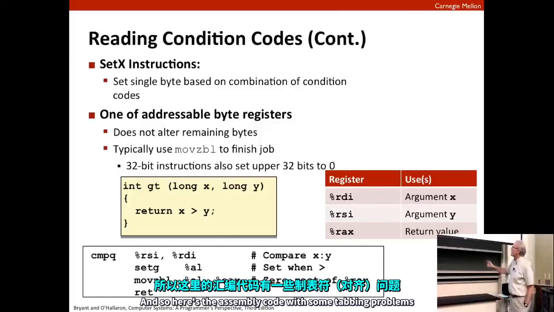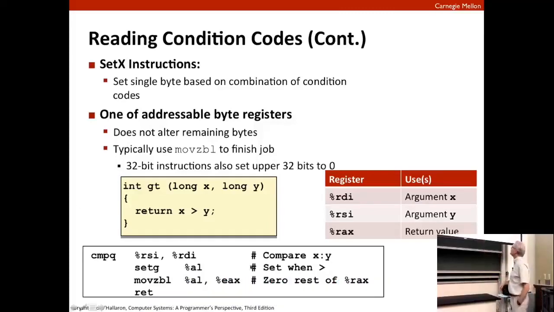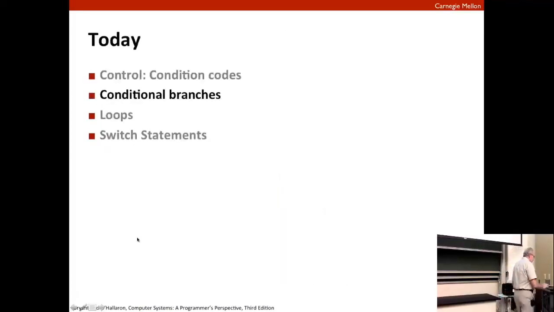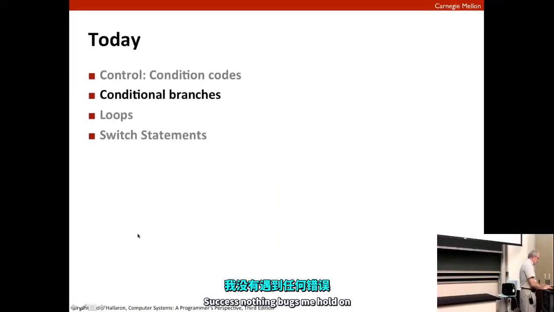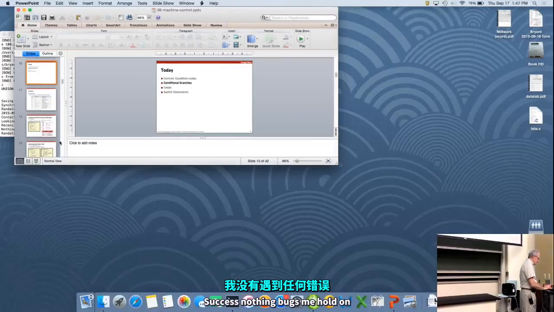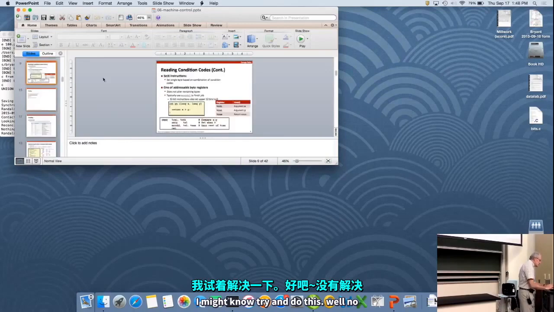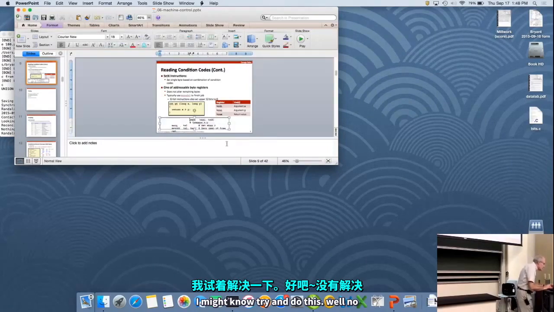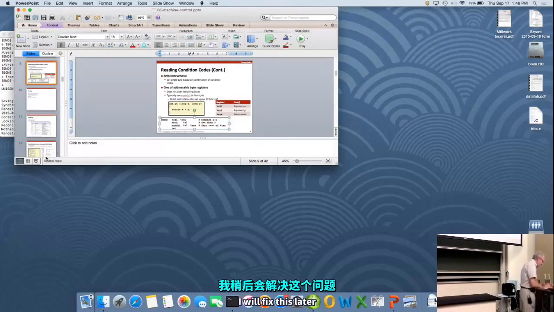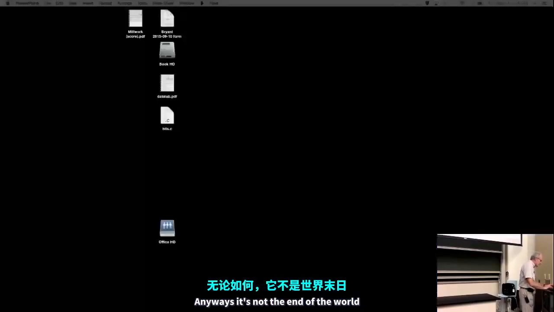And so here's the assembly code with some tabbing problems. Fix this. This kind of thing bugs me. Hold on. I might not want to try and do this. Whoa. Nope. I will fix this later. Anyways, it's not the end of the world.